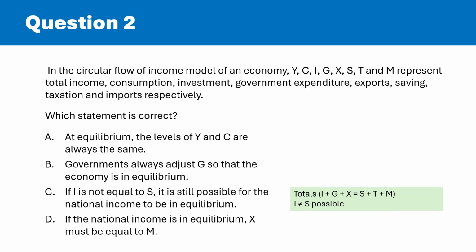So I does not have to equal S individually. Only total injections must equal total withdrawals. This is the reason option C is correct. So the correct answer is option C.